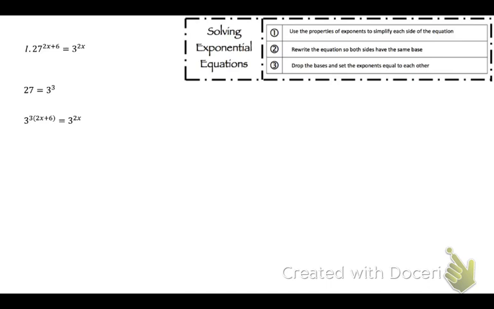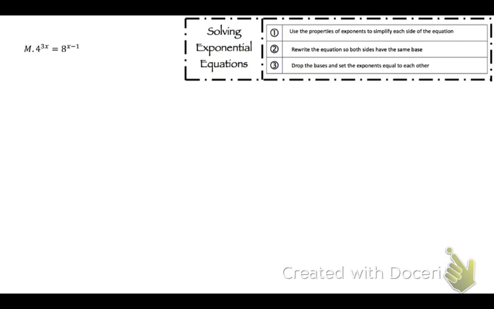So this is going to be 3 to the 3rd power to the 2x plus 6 equals 3 to the 2x. Now we have the same base. Drop them. We have 3 times 2x plus 6 equals 2x. So that's 6x plus 18 equals 2x. Subtract 2x and 18, or 18 equals negative 4x. So x equals negative 18 over 4, which reduces to negative 9 halves.